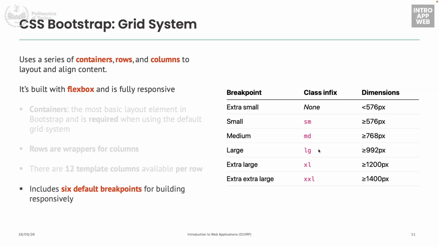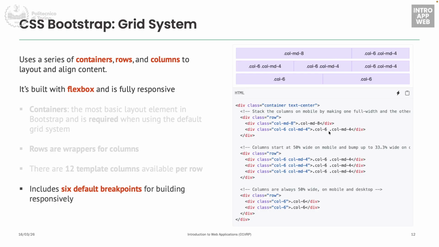Indeed, last time we saw how this class infix worked. So how does it work? We basically apply it to the class, meaning that if a specific class has SM, it stands for the fact that it will behave in that way when the size is the small one. Okay. Today, of course, we will see that in practice, and it will make more sense. But just to conceptually make it clear, for instance, we say that this column will behave as an 8 column when it is from medium up to large. Okay.